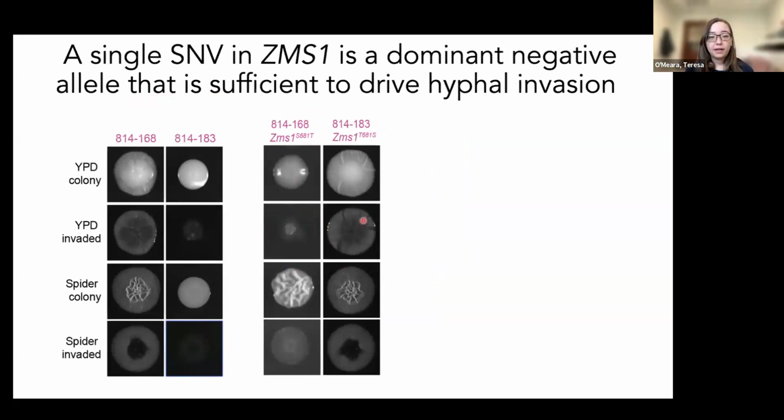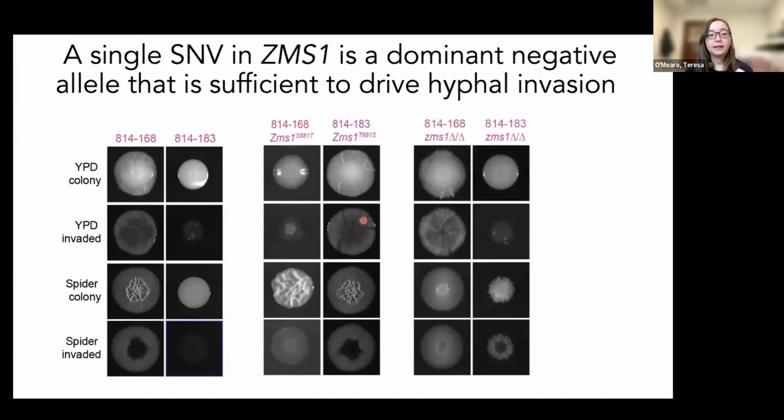It also appears to be a dominant negative, because when we actually make the deletion of ZMS1, we don't see the same phenotypes as we do for these individual mutations that we're making. So this tells us that we can use the natural variation within a limited set to hone in on a specific mutation that's going to be causative for a particular phenotype of interest.